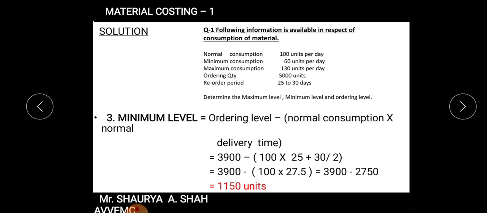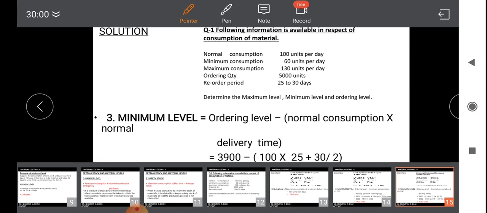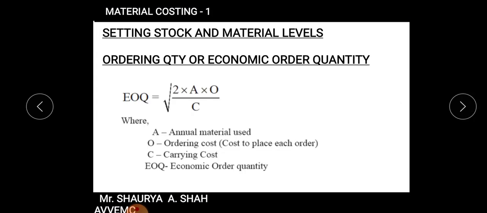So if we understand conceptually, what is my ordering level? 3900 units is the level at which I should start ordering, right? What is my maximum level? That is 7400 units. So in order to manufacture, I do not need to purchase more than 7400 units. And what is my minimum level? That is 1150. That is the minimum level I should keep in my business. I suppose it is clear to each and every student. Fine. I hope you all must have written this down also.